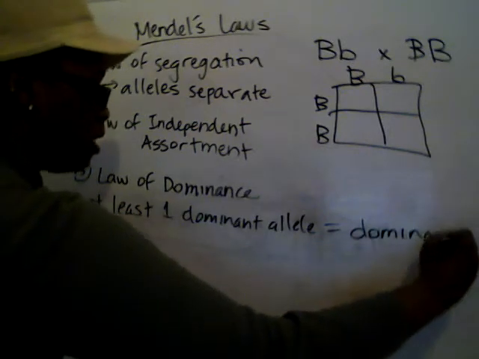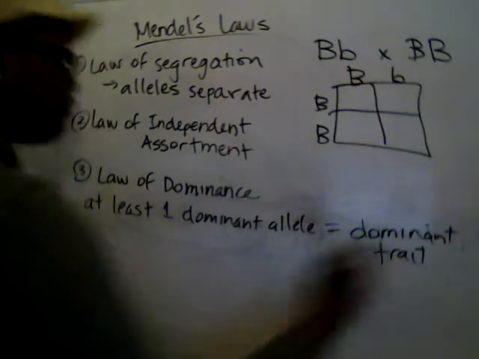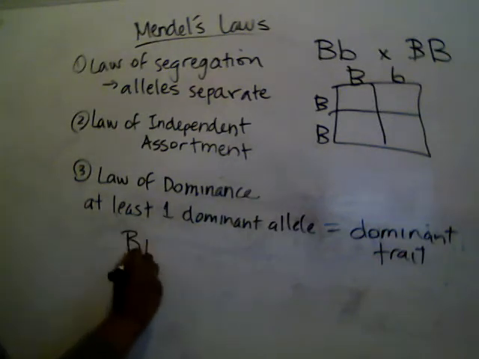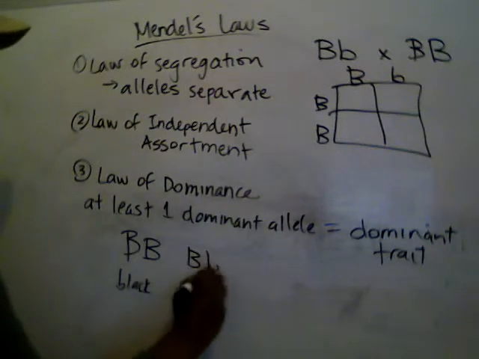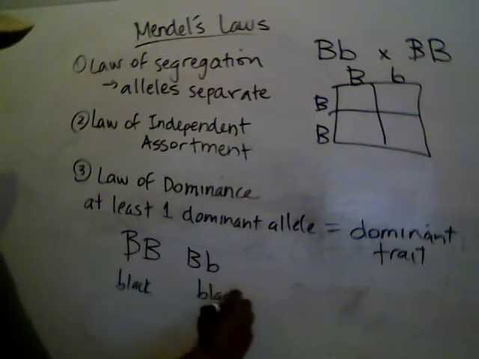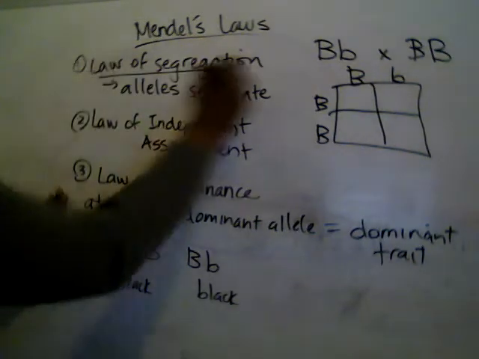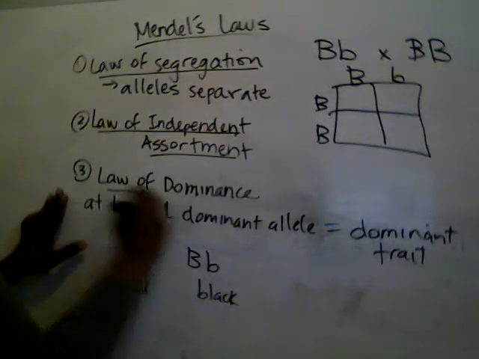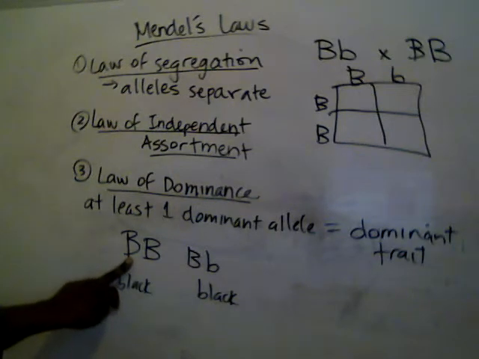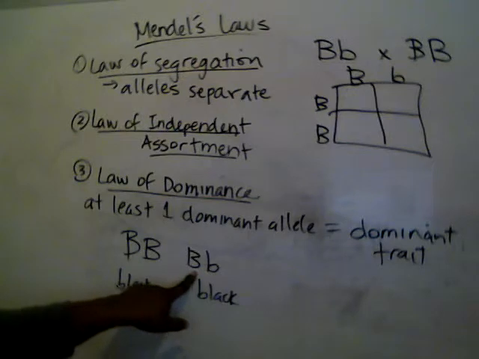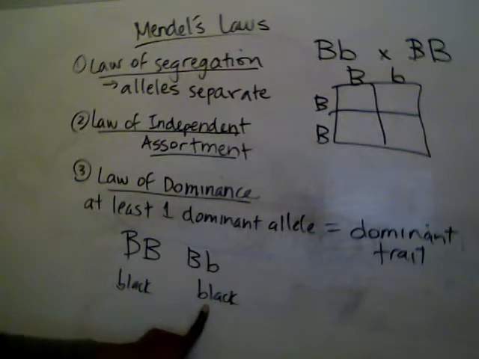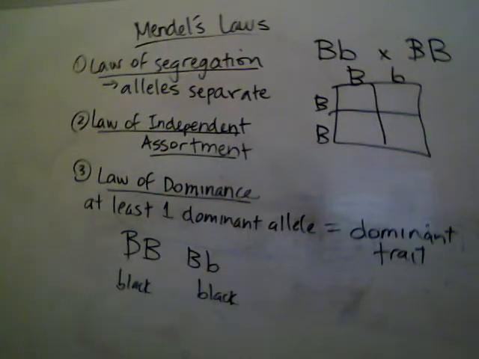Now what does that actually mean? We said, like for our black fur example, big B is black. Big B, little b is also black. So according to Mendel's law of dominance, as long as you have at least one capital letter, or at least one dominant allele, you have that dominant trait. So this guy, even though it only has one big B, the fact that it has at least one big B means it has that dominant trait. It still is black. Now this changes when we deal with different types of dominance. So let's go into those now.